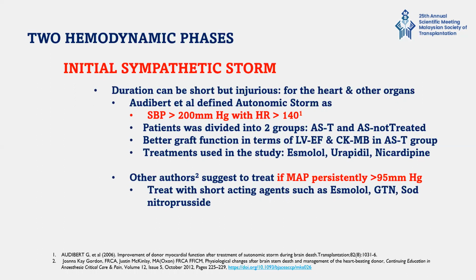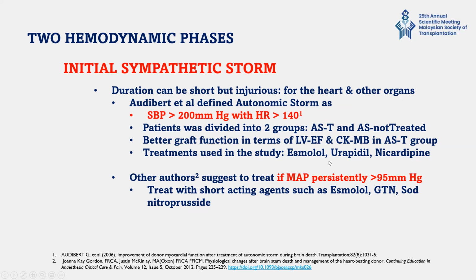During this study by Audibert, he divided the patients into two groups: autonomic storm which was treated, AST, and autonomic storm which was not treated, ASNT. Between the two groups, Audibert saw better graft function in the transplanted hearts in terms of LVEF and CKMB in the AST group. Meaning, not all patients show autonomic storm, but if the patient has autonomic storm and it is treated, this will lead to better graft function in terms of left ventricular ejection fraction and also level of CKMB.